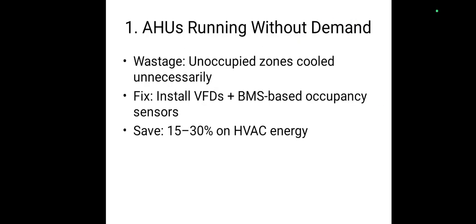AHUs running without demand. Unoccupied zones are cooled unnecessarily. Install VFDs and BMS based occupancy sensors. With this, we can save up to 15 to 30% of energy. In commercial buildings, we use AHUs for cooling systems, right? But sometimes cooling air is supplied to unoccupied areas. If you find out the area and close the VAV in that particular zone, we can save the energy.